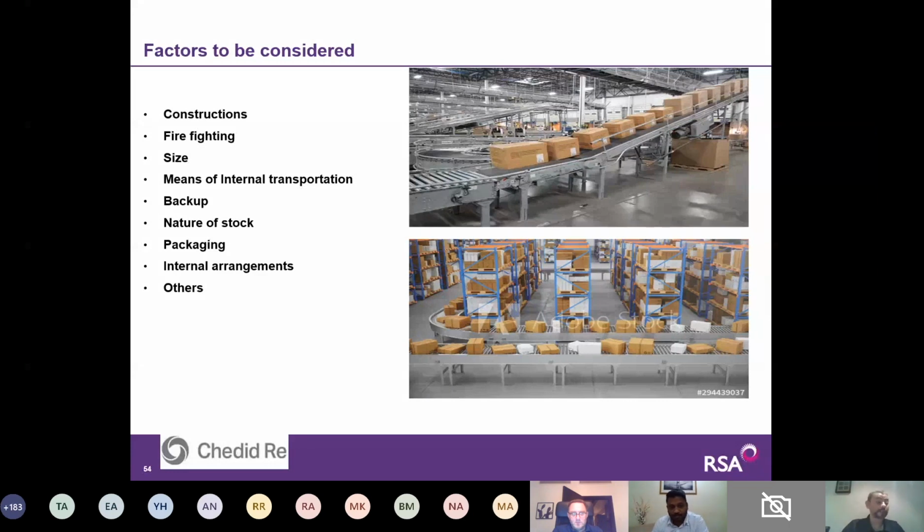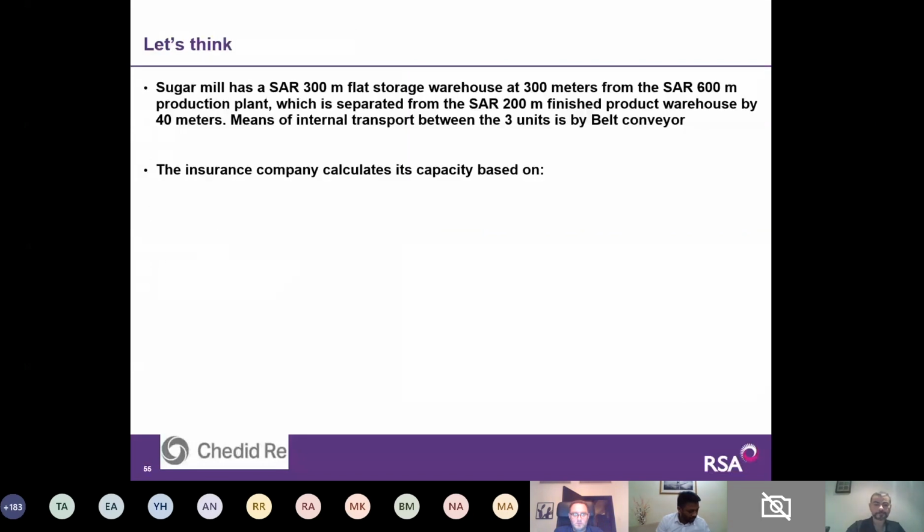Nature of stock. I remember one fire that happened in Dubai back in 2008. It was 88 warehouses in one accident in a warehousing area, and it was said that it was used to store toys, belonging to one of the famous dealers. When they investigated, it was motor airbags, explosives. Okay, internal arrangements, others. This is a typical modern warehouse.